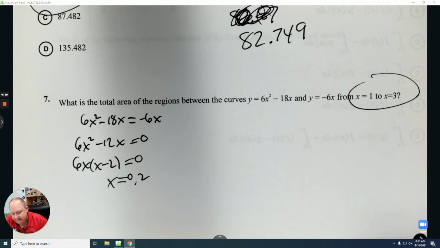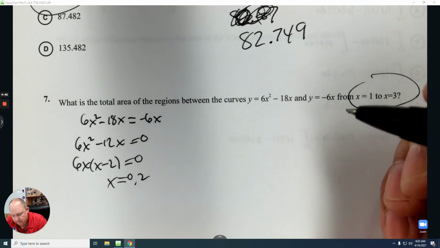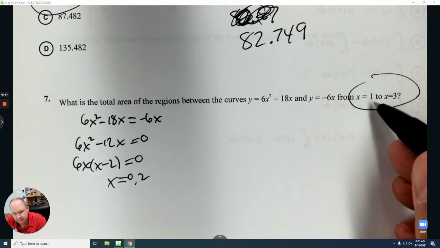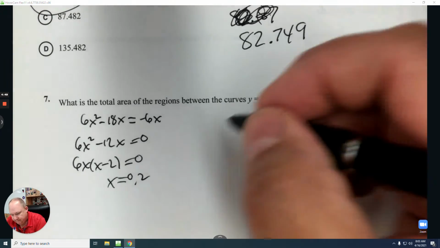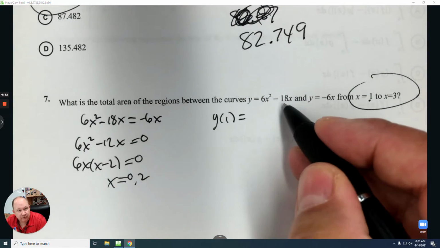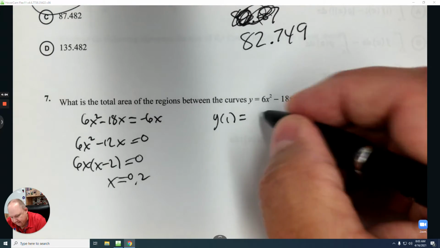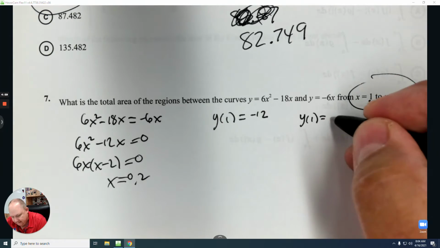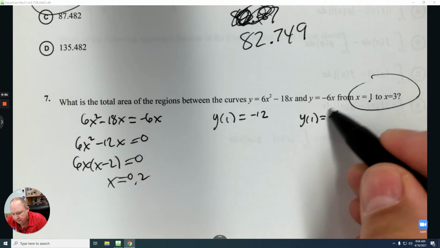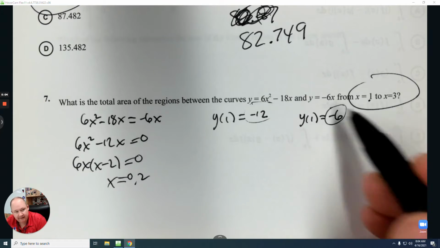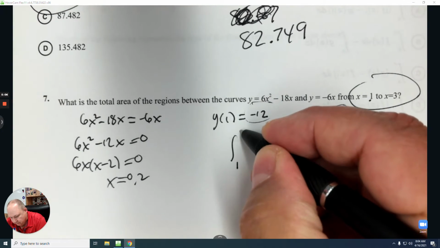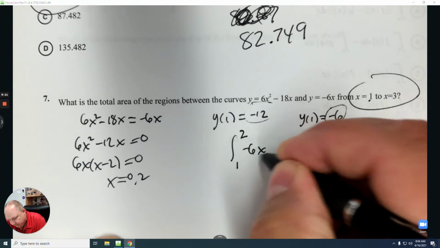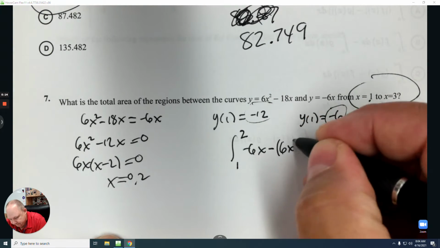And so I need to have an understanding of which one is on top and which one's underneath, because it's top subtract bottom. So if I plug positive 1 into the first one, I get negative 12. If I plug positive 1 in here, I get negative 6. So negative 6 is higher than negative 12. So I know the line is above. So from 1 to 2, the line is above the parabola.